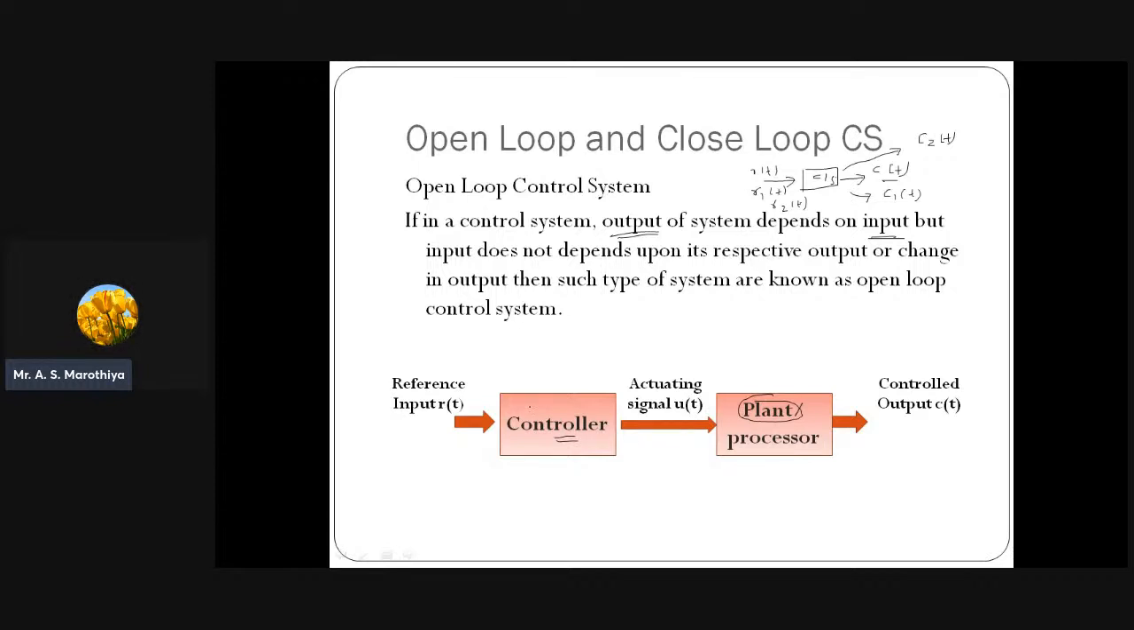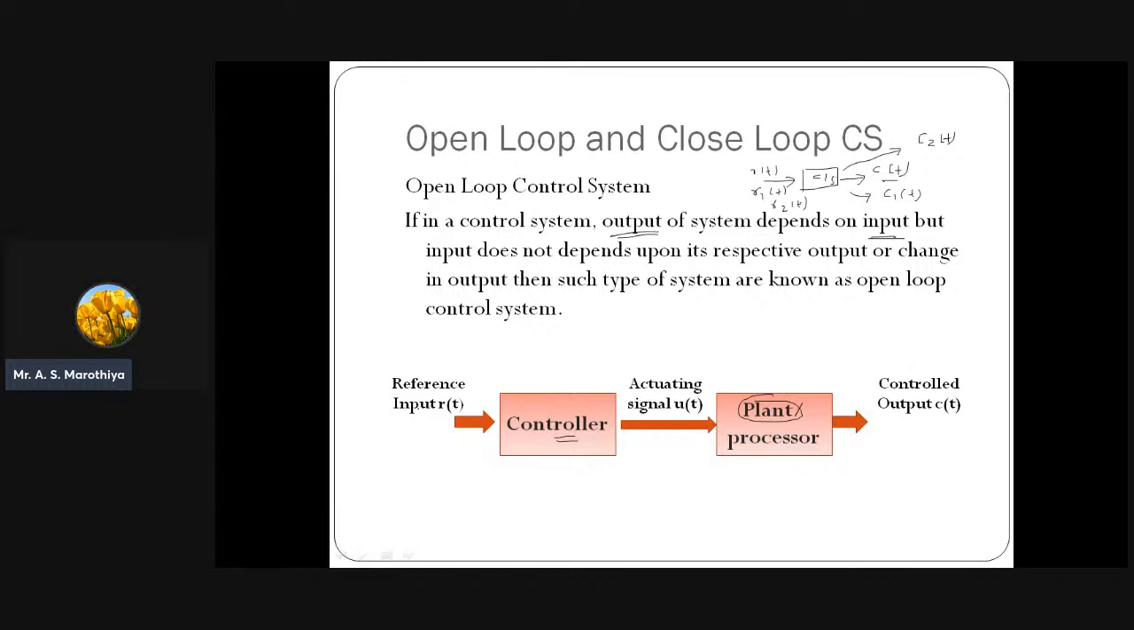Apart from that, to this controller we apply some reference input, which is nothing but the excitation indicated by the symbol r of t. When we apply some reference input to the controller, it is going to generate some signal. This is called the actuating signal. Actuating signals are nothing but the output of the controller, which is provided as an input to the plant, or you can say the processor. And finally, based on the actuating signal, the plant is going to generate some response that is called the controlled output indicated by the symbol c of t. So this is the general representation of an open loop control system.